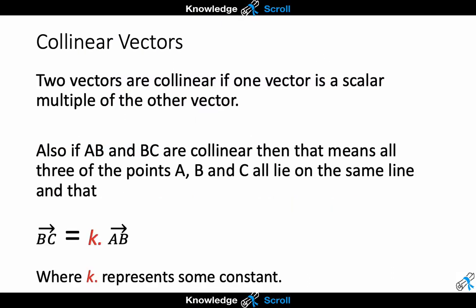And finally, for this class, we're just going to touch on the topic of collinear vectors. Now it says that two vectors are collinear if one vector is a scalar multiple of the other vector. So pretty much similar to how we were doing with parallel vectors. But it also implies that if you have a vector AB and a vector BC and they are collinear, then that means all 3 points A, B, and C are on the same line. And usually when you're answering these questions, your goal is to prove that, for example, BC is a multiple of AB. We're going to touch on this in the next class.